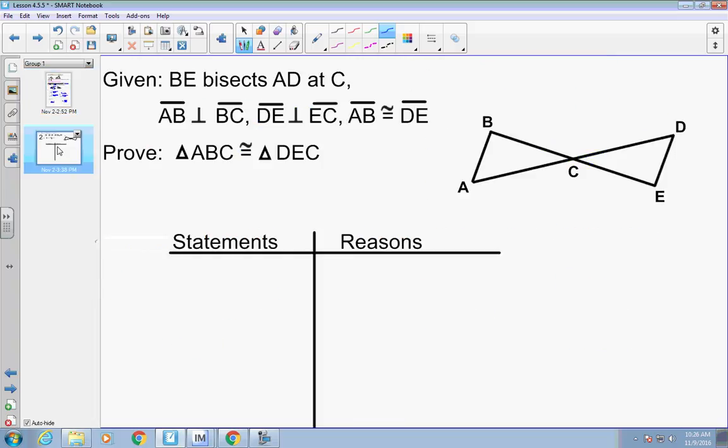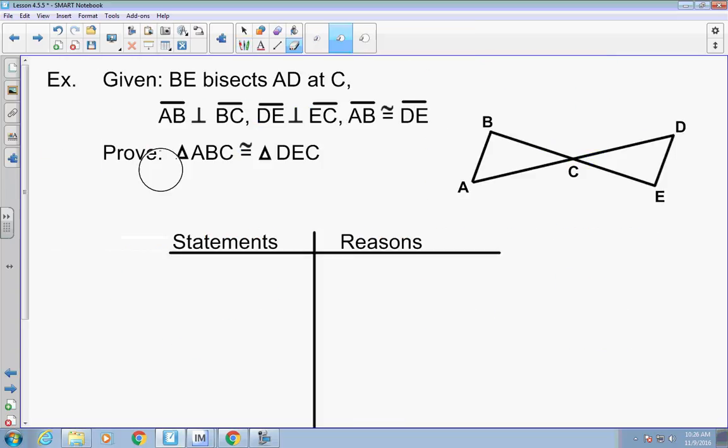Alright, so let's do a little proof here. We're trying to prove these two triangles congruent, and so we've got 5 different ways that we can probably go about it. The first thing that the given tells us is that BE bisects AD at C. What's being bisected? BE is bisecting AD at C. So what's congruent? AC and DC, right? And what would my reason be for that? Definition of bisection, right?